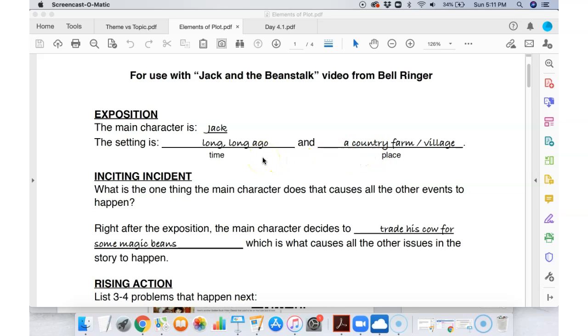So see, it's okay to put that. If you're watching a story and it says the setting is like New York City in 2015, then you could put that here. But sometimes we don't always know. It's okay to just get the gist and put that here.